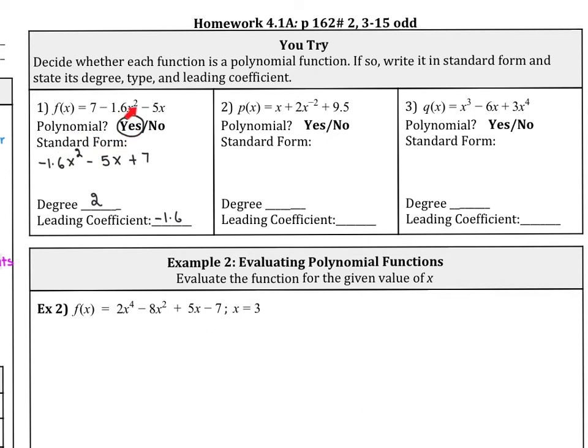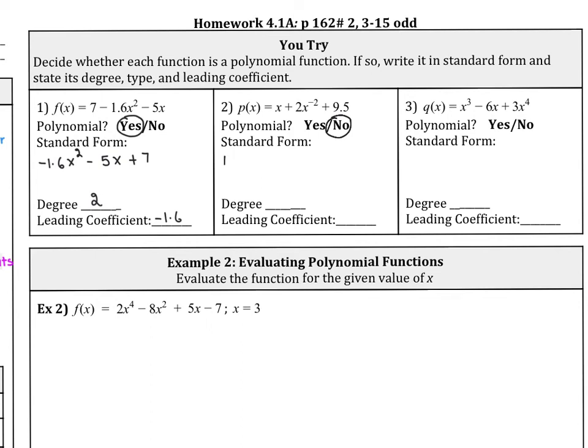Write it in standard form: highest degree term in the front, then the x term, and last is the constant. For question number 2, you have the polynomial x plus 2x to the power negative 2 plus 9.5. Is this a polynomial? Let's investigate. The coefficients are 1, 2, and 9.5, so the coefficients are real numbers, which is fine. But if you look at the exponents, they are 1 and negative 2. Because it's a negative 2, this is not a polynomial.